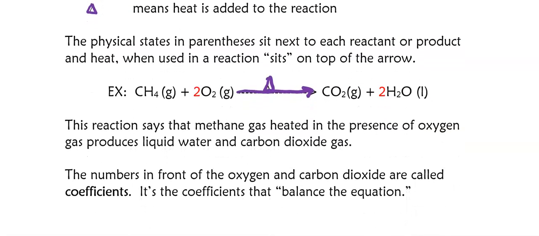The numbers in front of the oxygen and carbon dioxide are called coefficients. And it's the coefficients that balance the equation. And this is our focus in today's lesson, balancing the equation. Balancing the equation occurs because of a law that we learned in physics class last year. You cannot create or destroy atoms. Can't create them or destroy them.